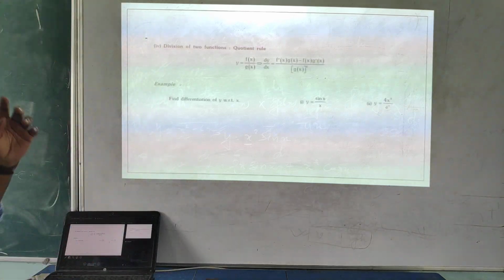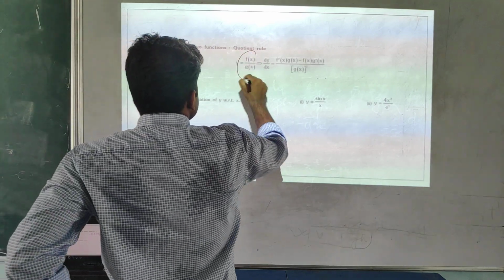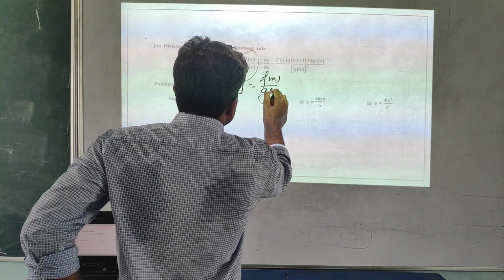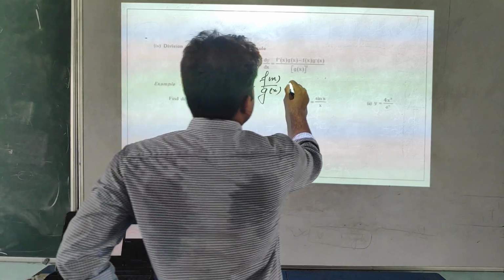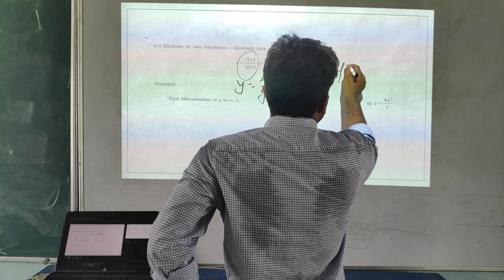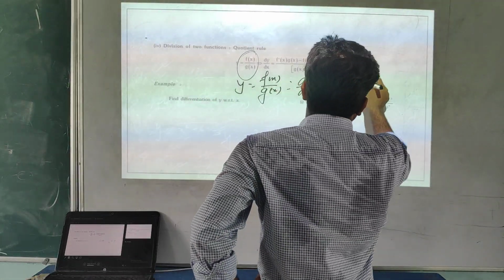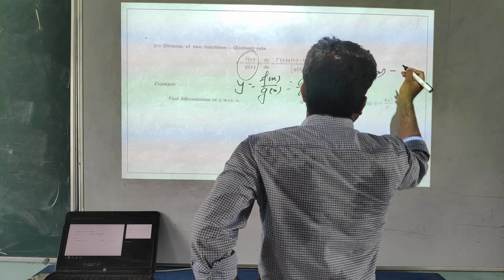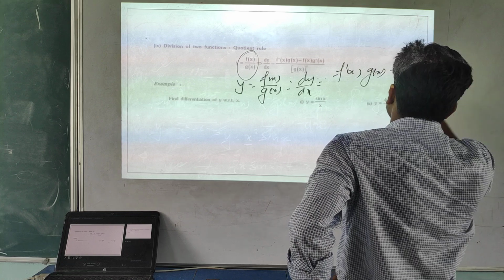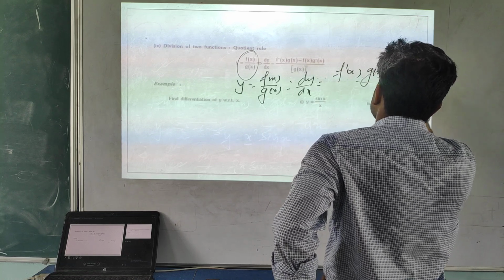Next one is the division of two functions. Now if two functions are written in this division form, y equal to f of x divided by g of x, and you want to find dy by dx, you write f dash x into g of x, where you write g of x directly, then minus f of x, which you leave directly, and g dash x, where you differentiate g of x, all divided by the whole square of g of x.